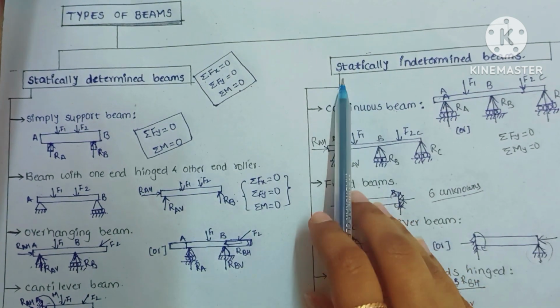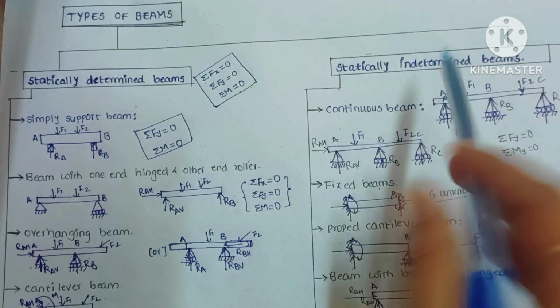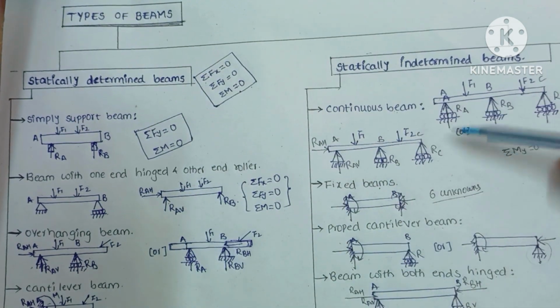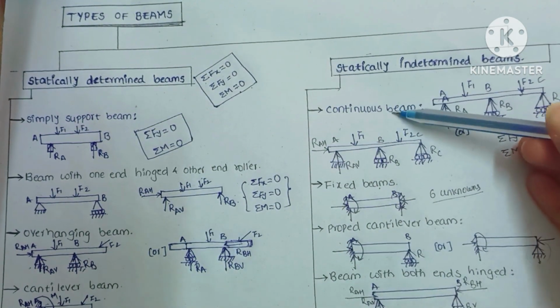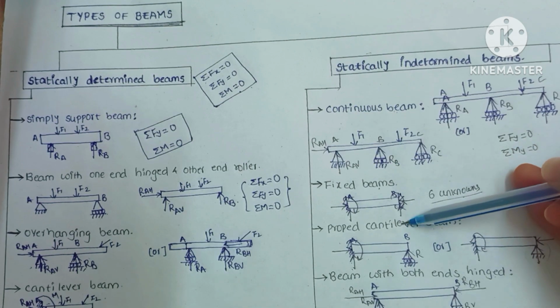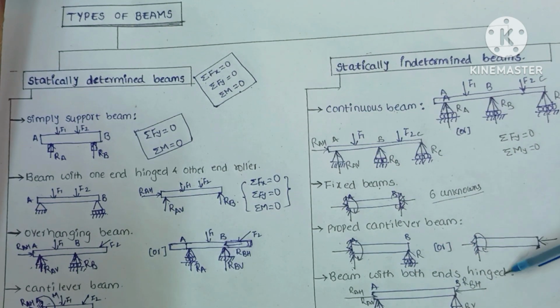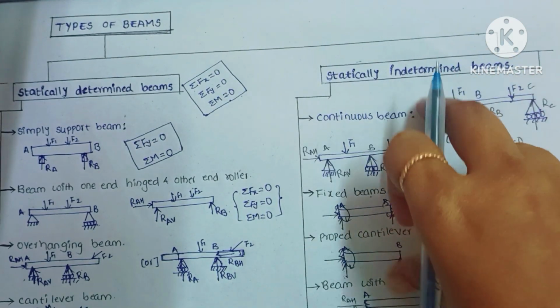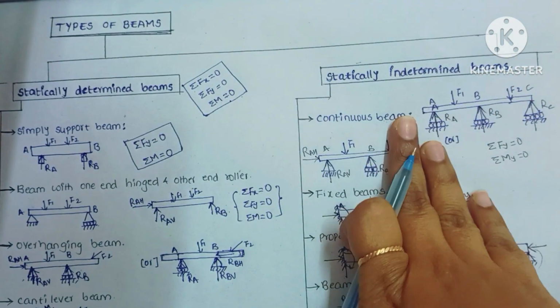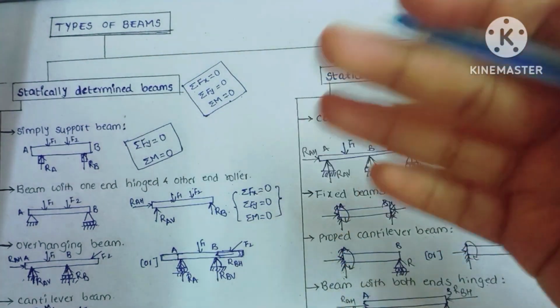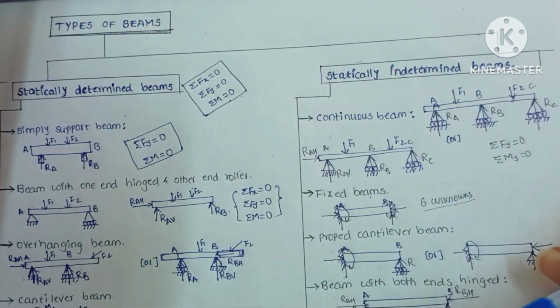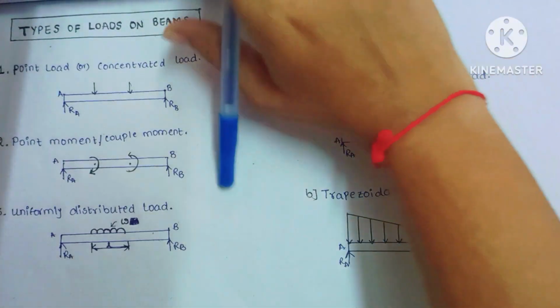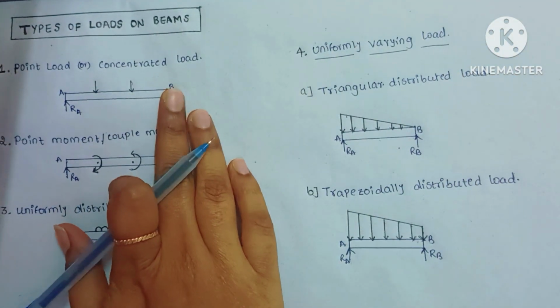Statically indeterminate beams are also classified into four types: continuous beam, fixed beams, propped cantilever beam, and beam with both ends hinged. These are the types. Who did not watch this class, please first watch it and then continue with today's class, that is types of loads on beams.